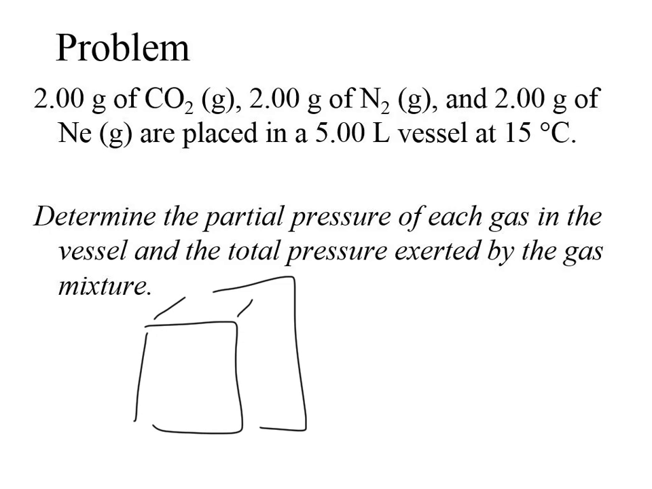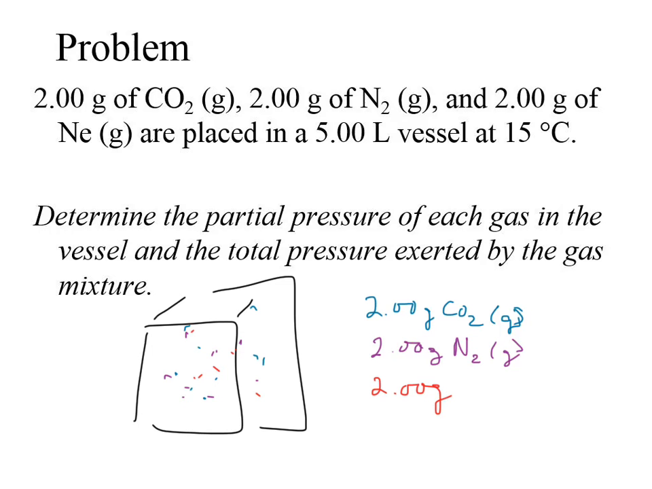Here's my thing. Okay, we can make blue the CO2. So it's all 2 grams. And we can make purple the nitrogen, and we can make red the neon gas. All running around in there. Very colorful.